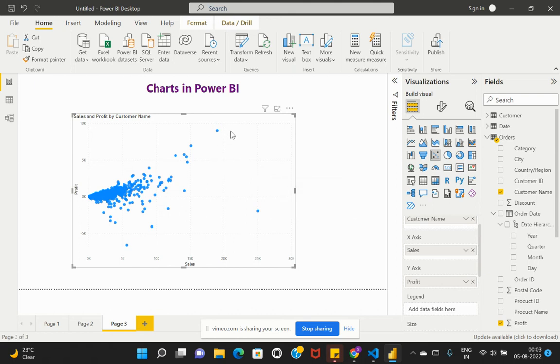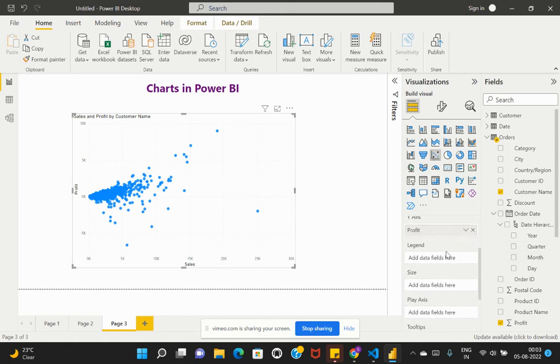So in this way, you would be able to make some correlation with respect to your two metrics that have been brought on the chart, and try to find out the outliers within your data set to help you gain some additional value within the respective data. So this is how you make use of your scatter charts within Power BI.